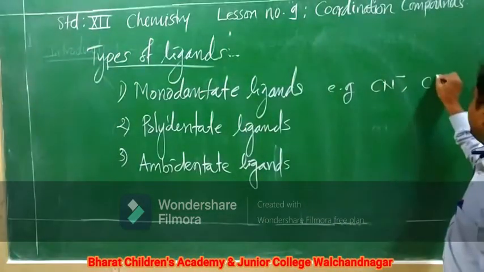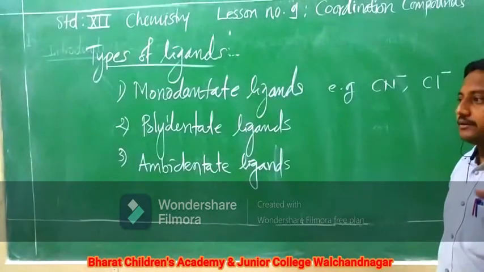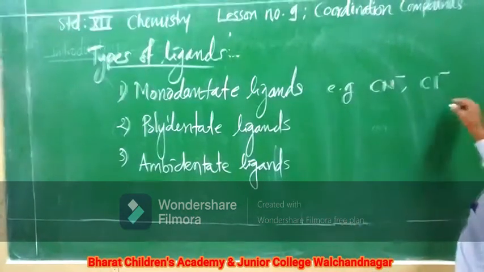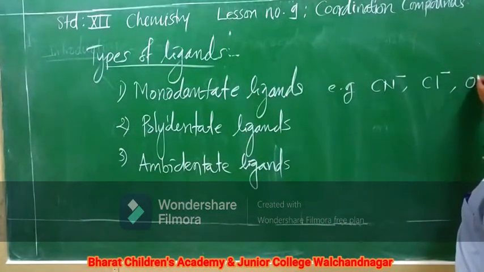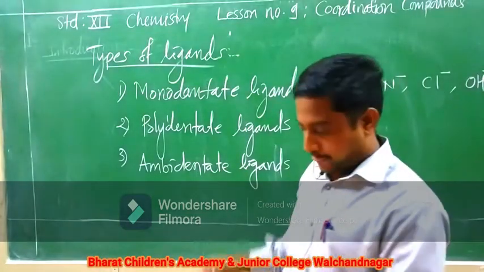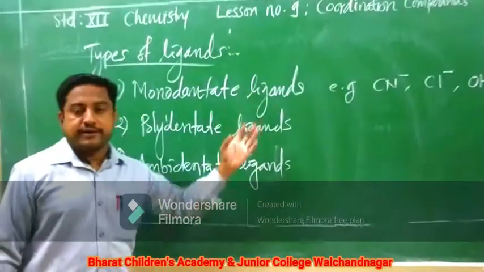In the same way, you can have the example like chlorine, which is a single atom and can be attached to the central metal by the single atom. Hydroxide, that is OH minus, is again an example of monodentate ligand. Let me tell you what is the meaning of monodentate ligand.